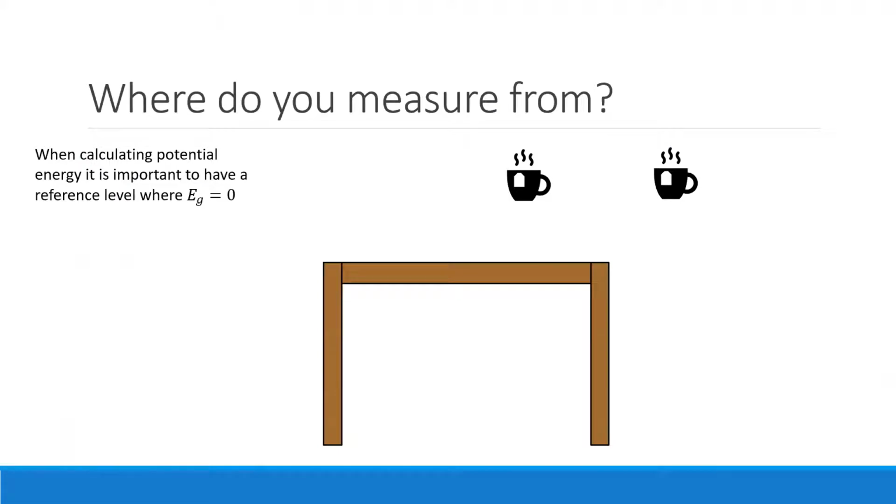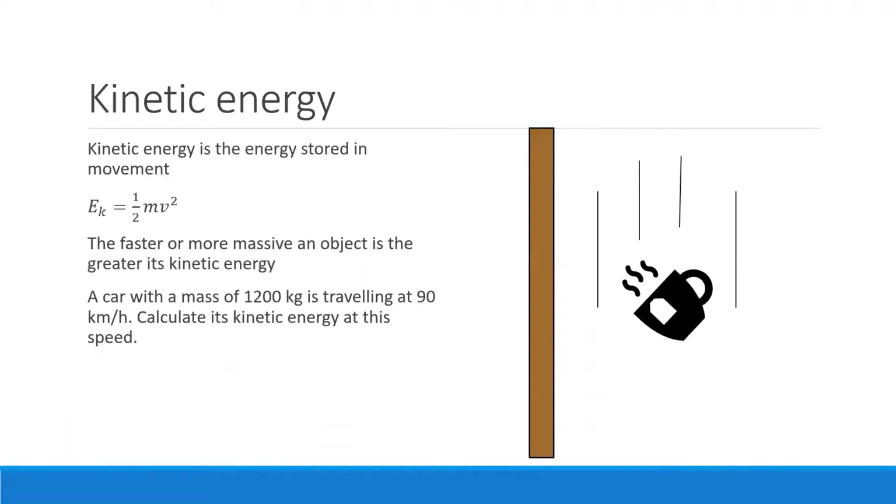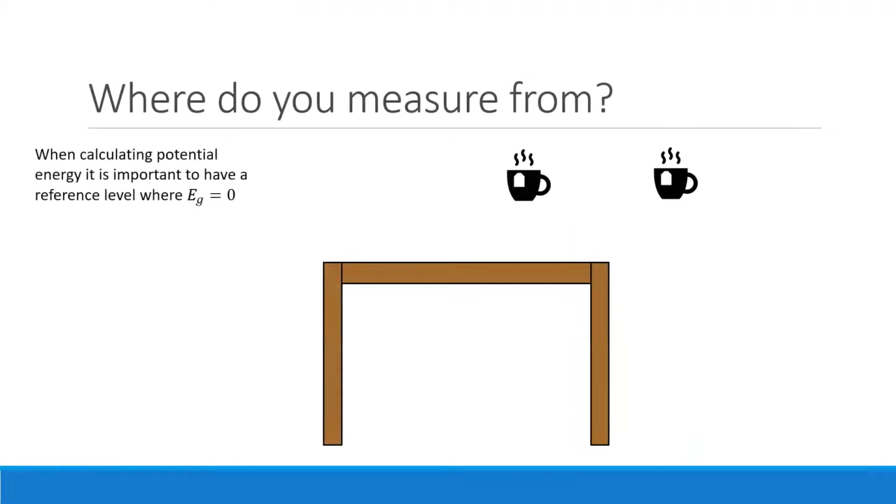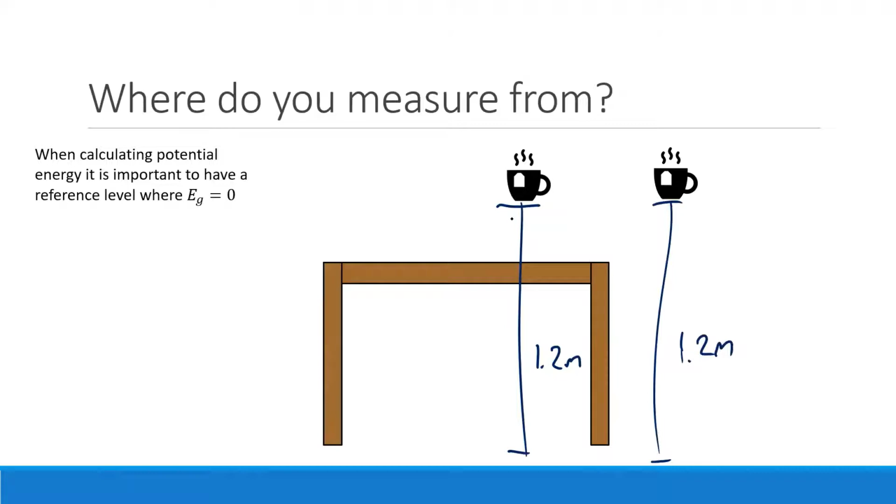If I took these two mugs, and I dropped them, let's say they're the same height. Let's call this height 1.2 meters. Both of these are the same distance off the ground. So if you calculated their height, mgh, you could get the same value for the mass. But here's our issue here.